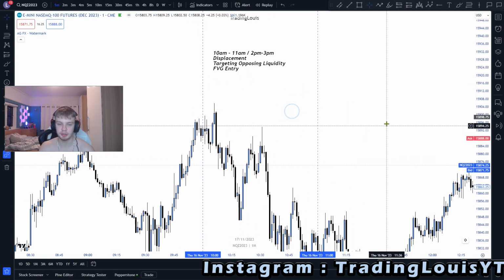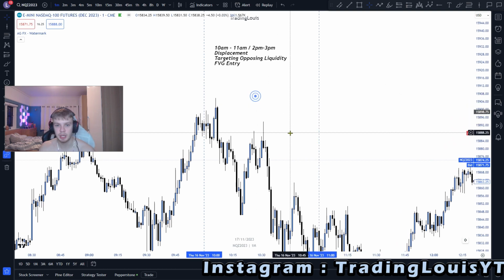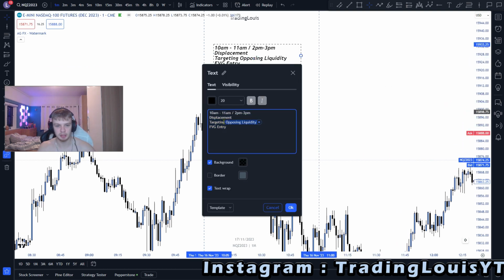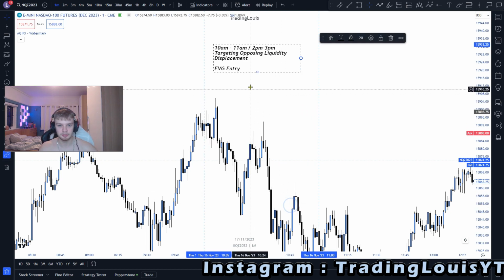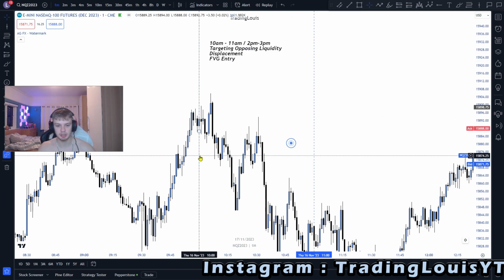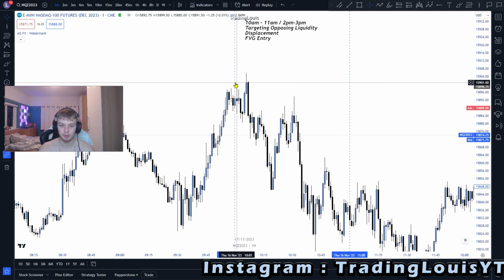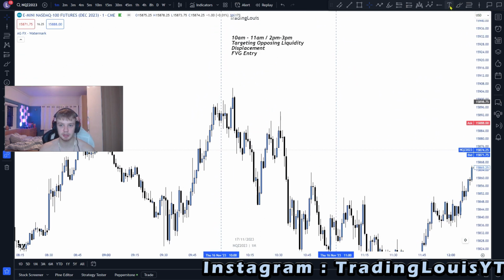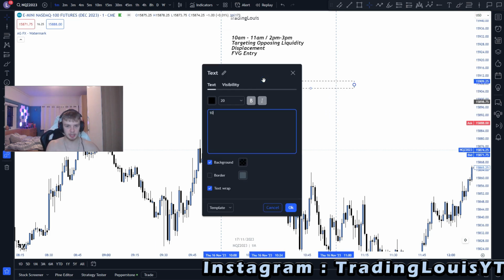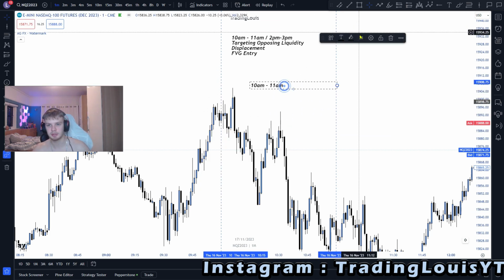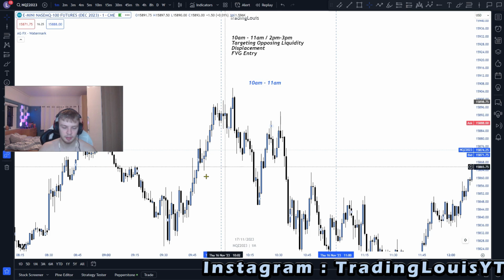So first of all, when you are looking for the silver bullet model, you want to target opposing liquidity. Now what I mean by that is, let's say for an example we have this price action here, which is the most recent Thursday. So as you can see, before our 10 a.m. window, so let me just label this for you guys. This is the 10 a.m. till 11 a.m. window, and before this happens we have price action here.